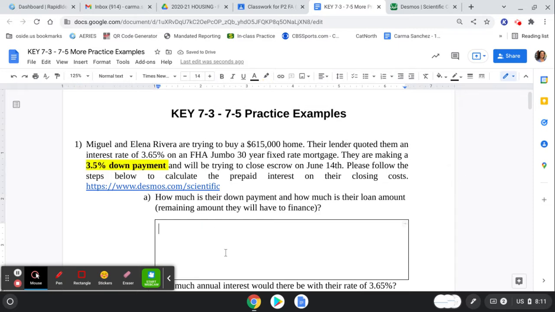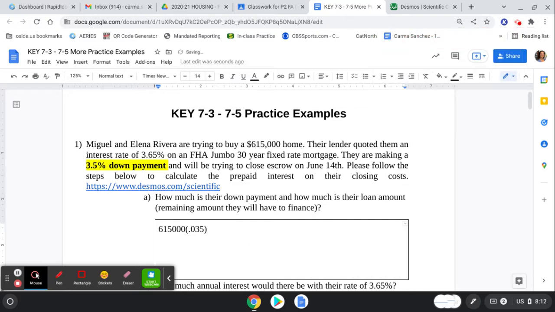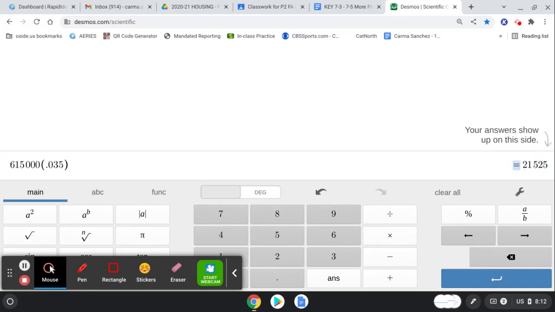So with this FHA loan, let's take the price of the home, $615,000 times 0.035. So take that 0.035% of 615,000. Okay, what'd you get? Hopefully you got 21,525. So what is that? That is your down payment to buy the house.